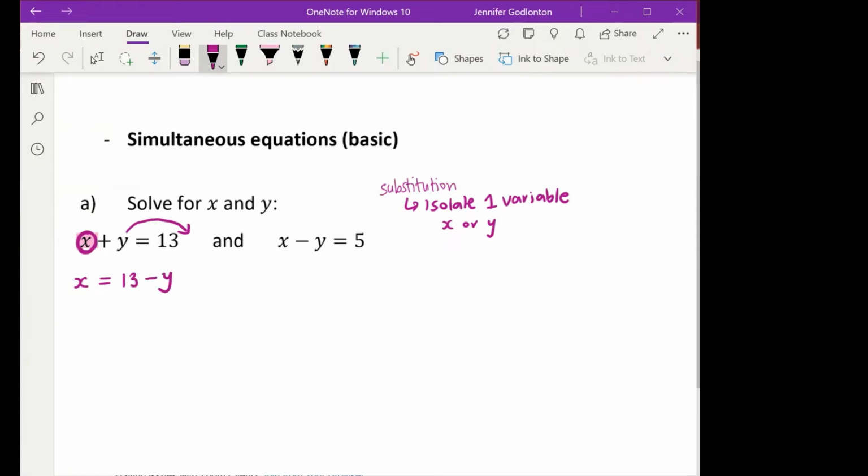Okay, is there anyone who is unhappy with what I have written so far with isolating that x? This is your time to let me know.